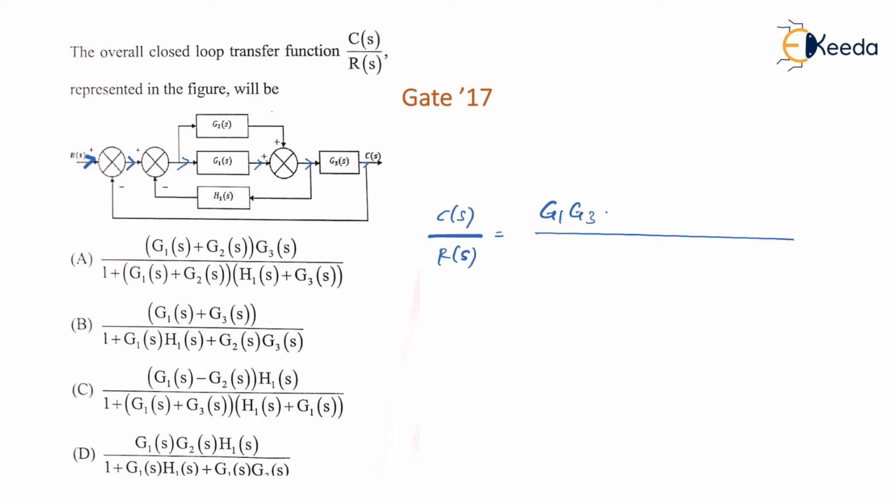G1, G3 plus. There is another possibility that is quite possible, that is from G2 and then from G2 to G3. So G2, G3, if you travel like this, is another forward path possible. So plus G2, G3. Am I right? So what you can do to save your time, you can just cross check the numerators of all the options with the obtained one.